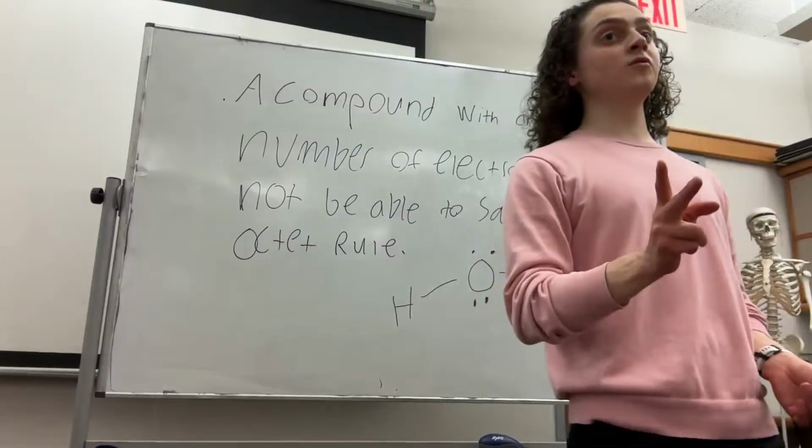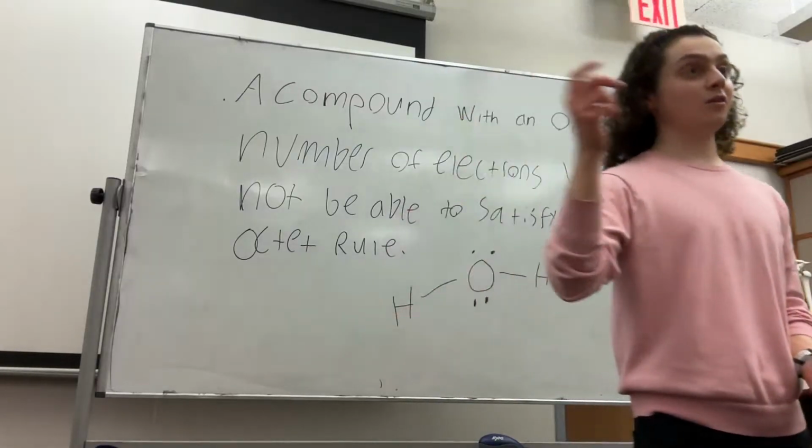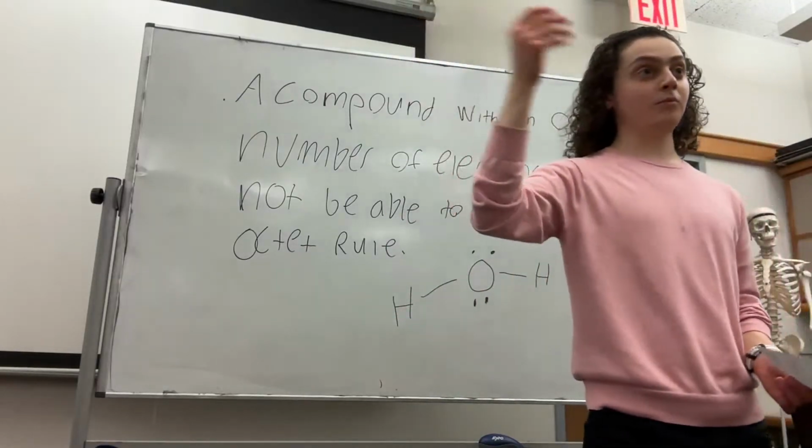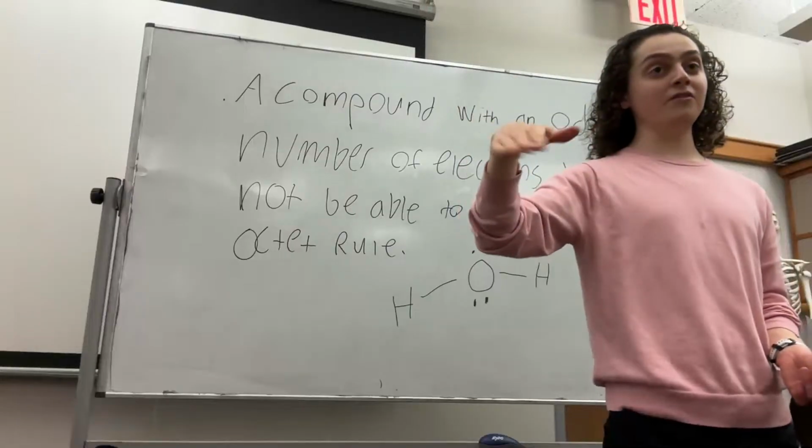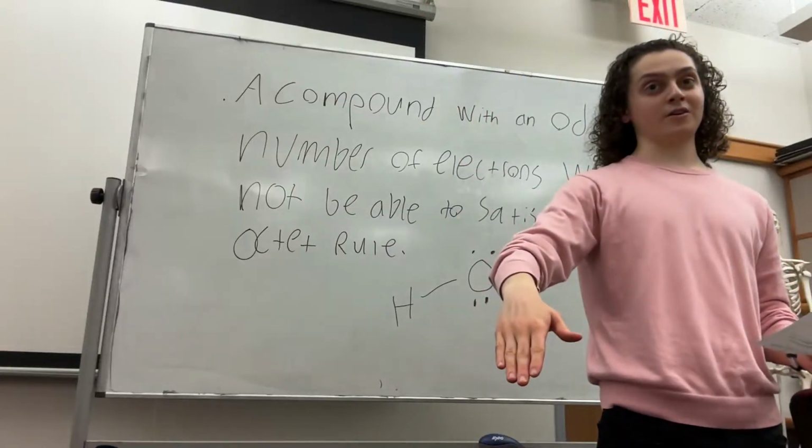Okay, so those are two times that we can break the octet rule. We can go low and we can go high. So below 8, above 8. And above 8, it's anything below carbon on the periodic table.